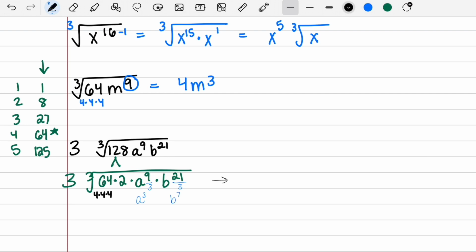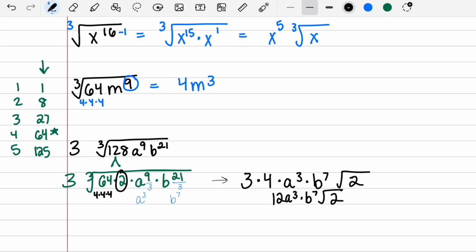So all that's to say, I still have my original 3 on the outside. I'm pulling out a 4, pulling out an a cubed, pulling out a b^7, and the only thing left inside is this 2. Clean up the outside: 12a^3b^7 times the cube root of 2.